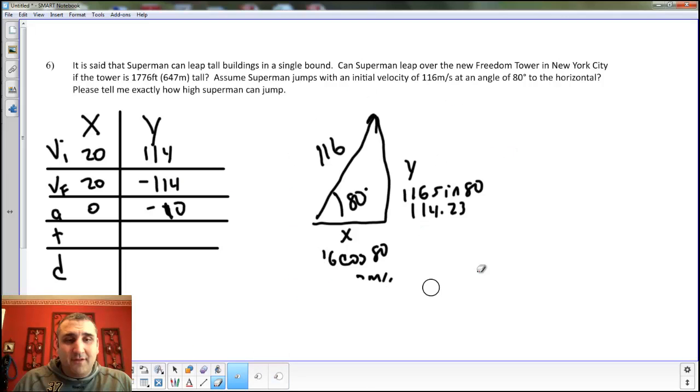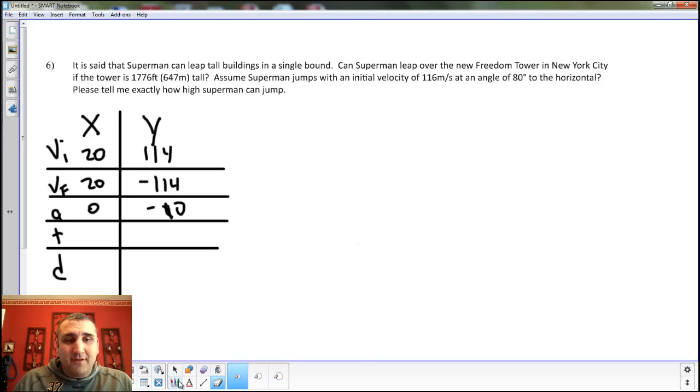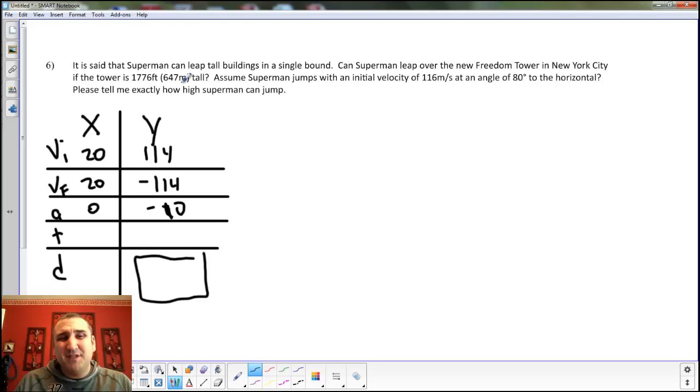We can start actually playing with this. Please tell me exactly how high Superman can jump. Does he clear the tower? Okay. I'm not going to put this 647 here, and the reason is I want to see how high he can jump. So let's solve for that, and then we can compare it back to the 647. Let's see. I have a feeling this is actually going to be pretty close. The cool thing is I don't need any of the X stuff, because it really is just a one-dimensional problem. Can he jump as high as the building?